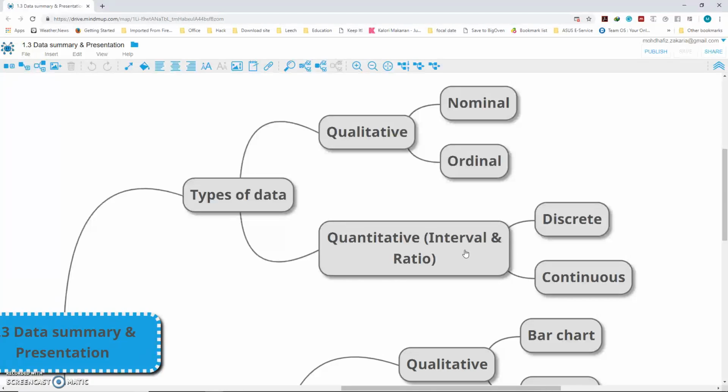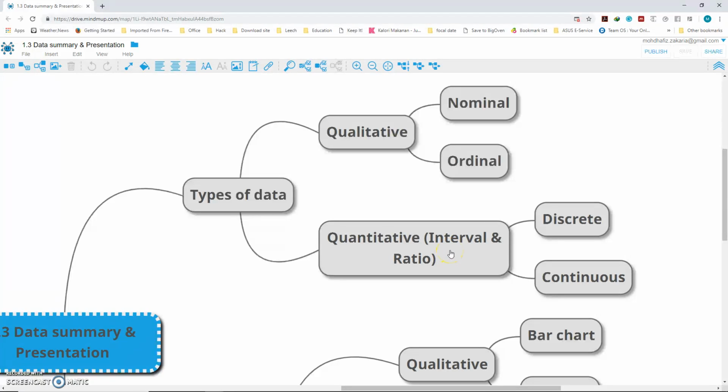If you look maybe in other books, you will see that the type of data we categorize by this: nominal and ordinal for qualitative, and interval and ratio for quantitative. That is one way to classify it. But for your book, we did not classify it by using interval and ratio.